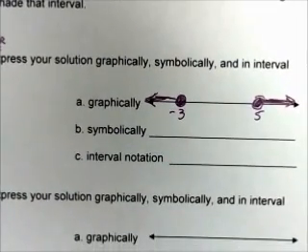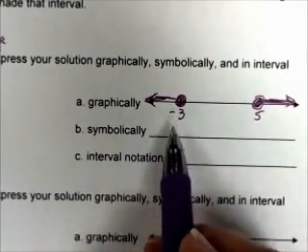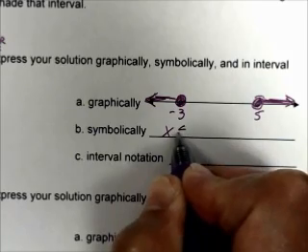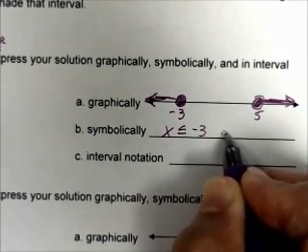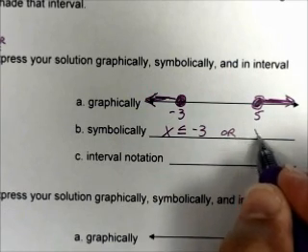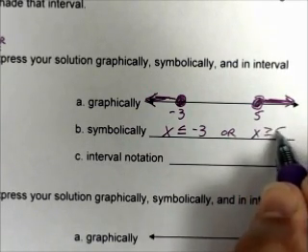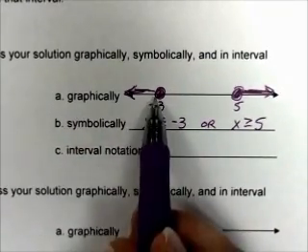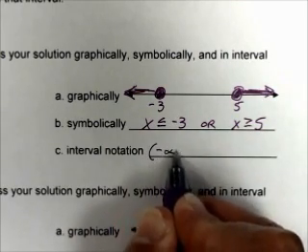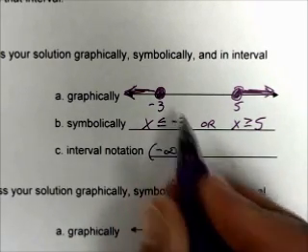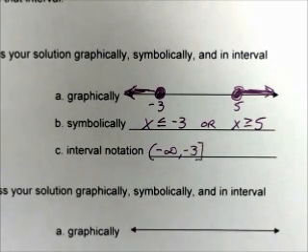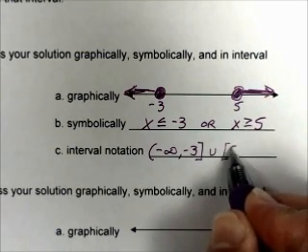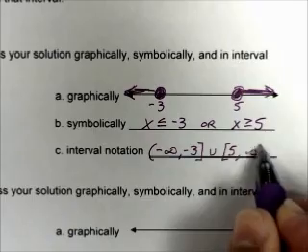Okay, so now what we have symbolically is what's shaded here are all numbers that are less than or equal to negative 3. So x is less than or equal to negative 3, or x is greater than or equal to 5. Now, interval notation, what's shaded? From negative infinity to negative 3 includes negative 3, so we have the bracket. Union with 5, 5 is included, so we have bracket 5, comma, infinity.